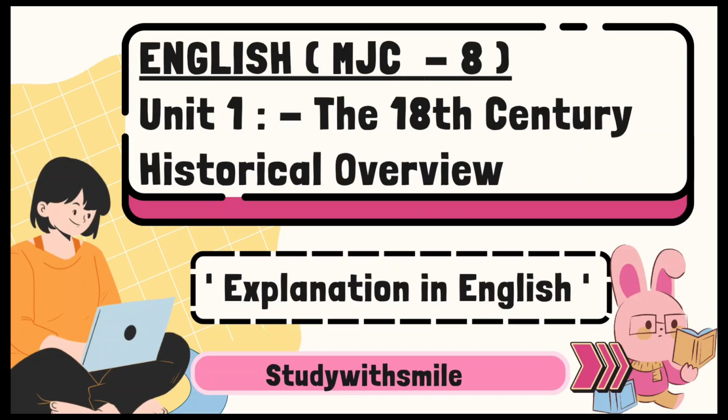Understanding the history of the 18th century is the foundation for your entire paper. Whether you are reading Alexander Pope or Jonathan Swift, you cannot understand their work without knowing the world they lived in. This era is also called the Age of Reason or the Augustan Age. In this video, we will break down the four major pillars: the Restoration of 1660s, the Glorious Revolution of 1688, the rise of New Classicism, and the Age of Enlightenment. Let's get started. Step 1.